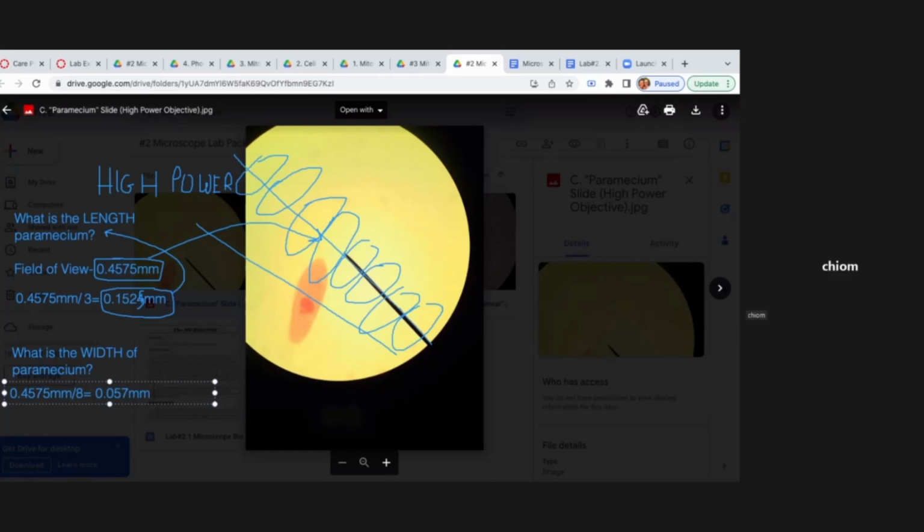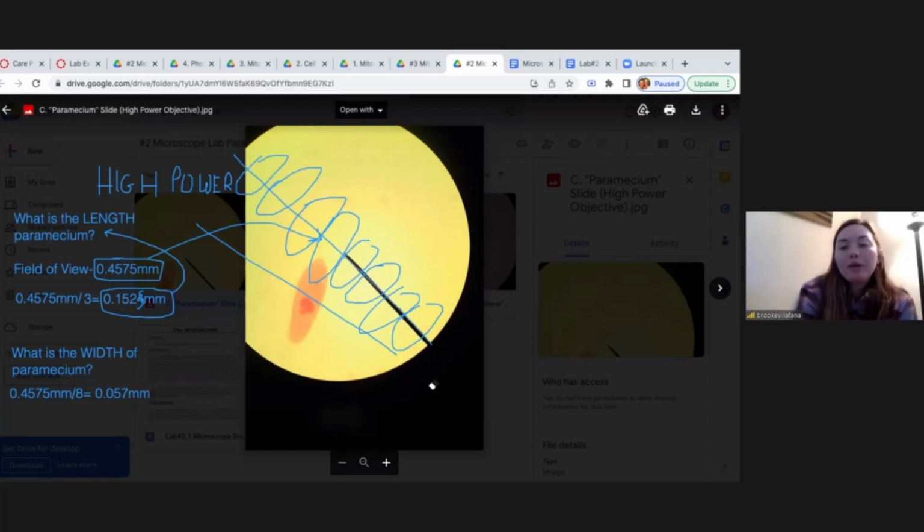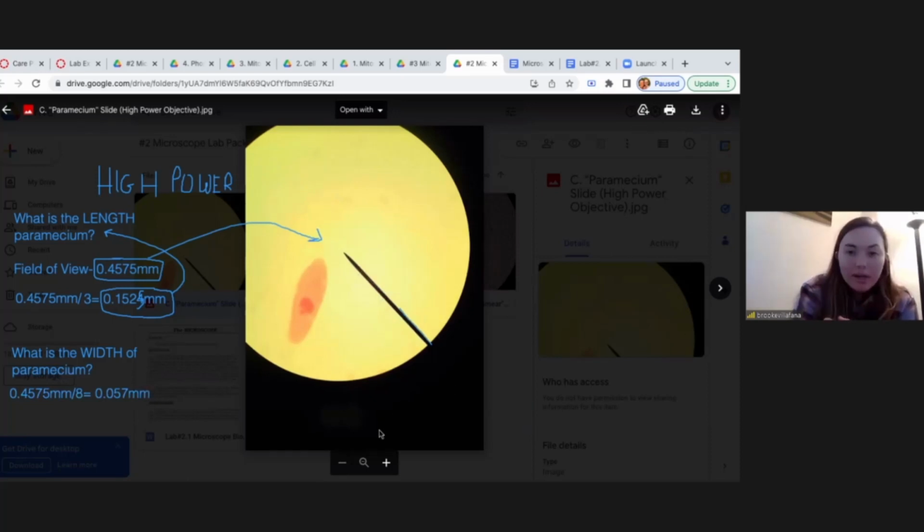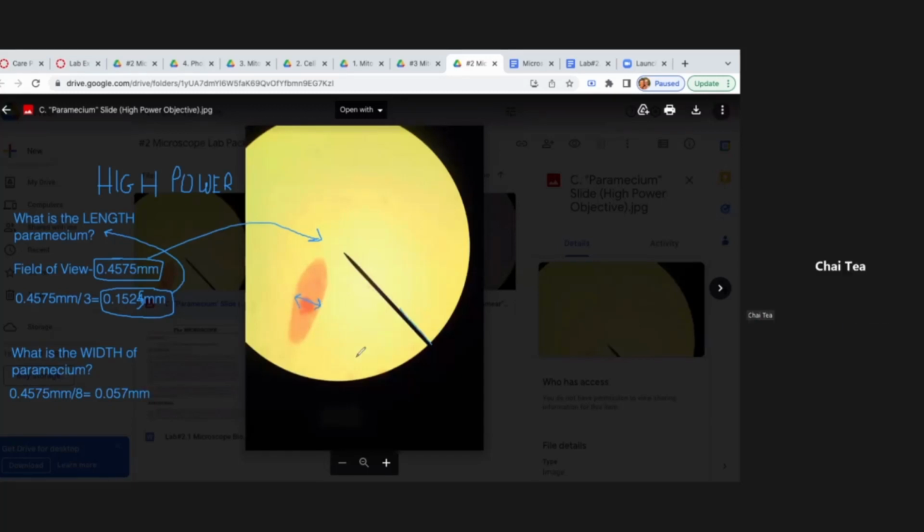But Brooke, under there they said the shortest portion. So what is that shortest portion? What does it mean? That's the width. The width is the shortest portion because, like I just showed you, it's the narrowest part, right? So this part is the shortest or the narrowest part of the paramecium.